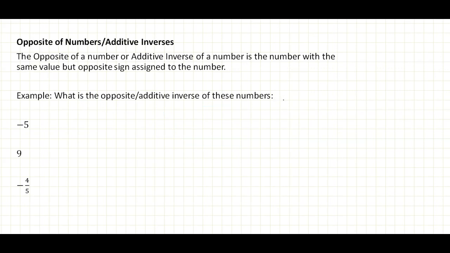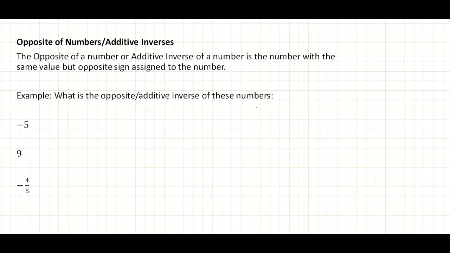Let's look at opposites of numbers. The opposite of numbers is more of the American terminology, and the additive inverse is more of the European, and in some other countries in Africa they use that approach. So the opposite of a number, or the additive inverse, is really a number that you add to an existing number so that the sum of both of them is equal to 0. And that's really the definition of opposite or additive inverse.